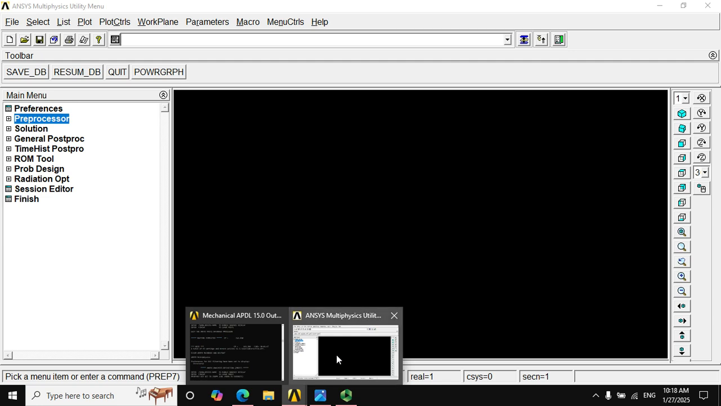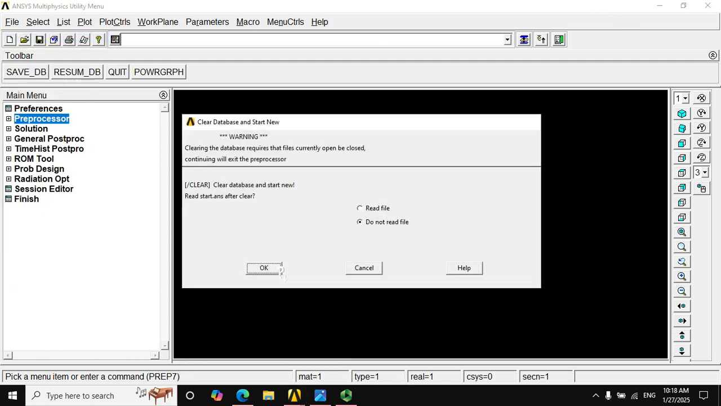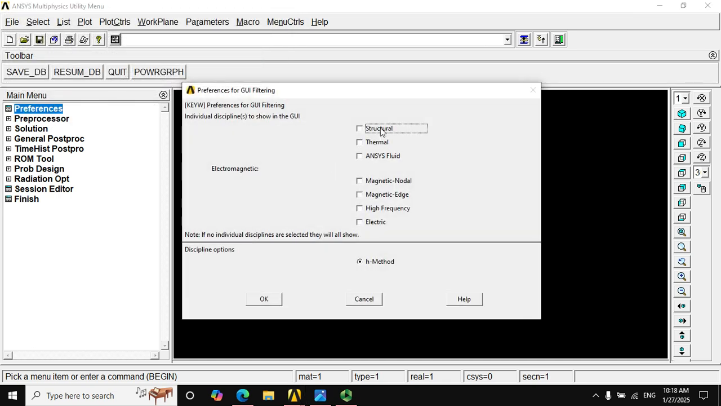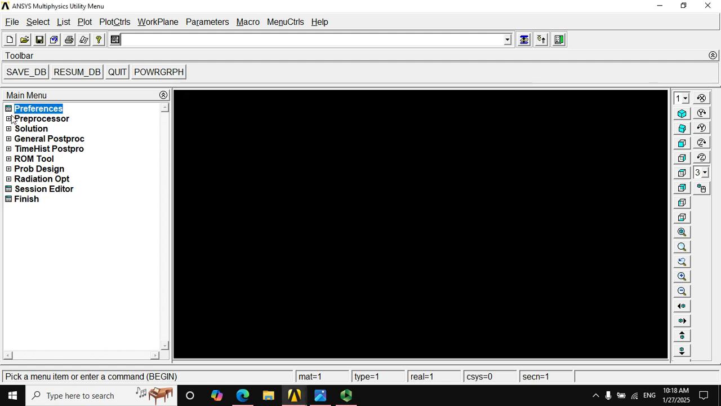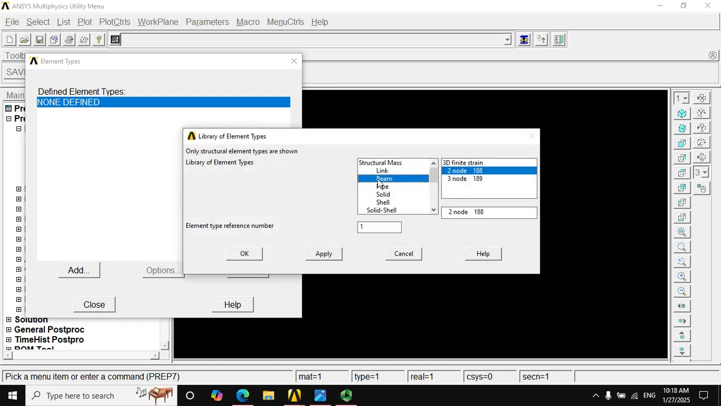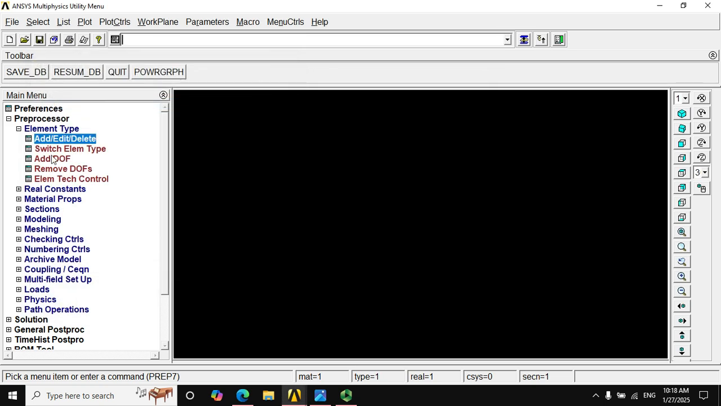Alright, so let's see. Start the model. We're gonna do static, structural model. Element type, we're gonna use beam 188. We're gonna make sure that the shape function order is cubic. So you do that here. So element behavior or shape function, it's gonna be cubic.